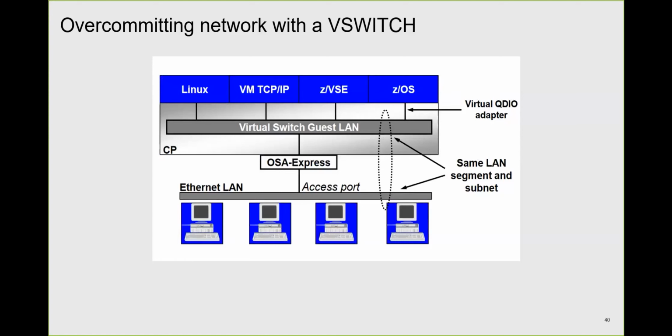All right, we also already talked about overcommitting networks, so I won't spend too much time here. This is just to visualize what I talked about. In this example, we have a few different guests that are all connected to a virtual switch, and that lets us overcommit a single OSA adapter, or OSA card, to get out to the network. So this is how we achieve overcommitment from a networking standpoint.